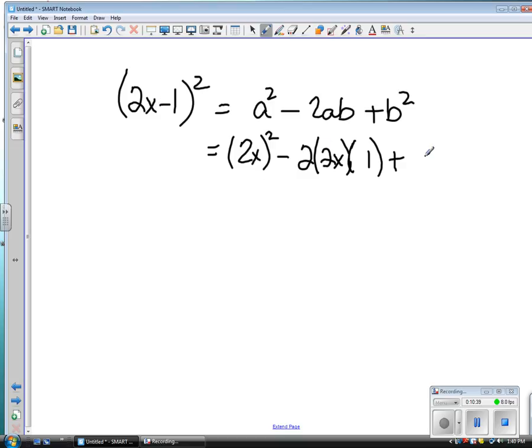Plus my last term squared, which would be 1 squared. So now, what is 2x squared? 4x squared. And what's this? Minus 4x plus 1. There's my answer. So, again, it's just a formula plugging into that one. And then we have one more.